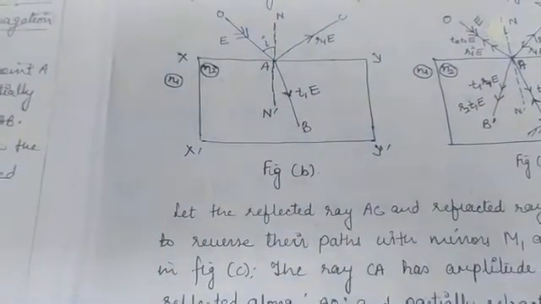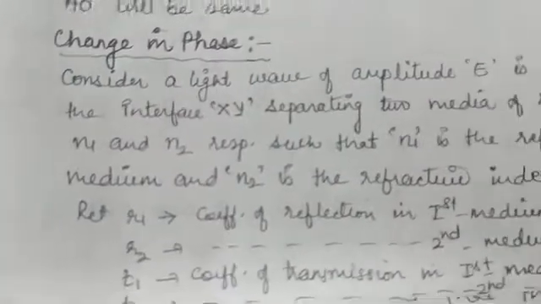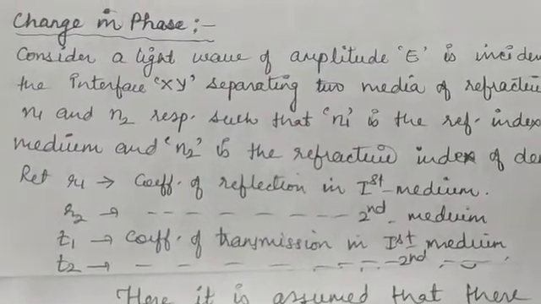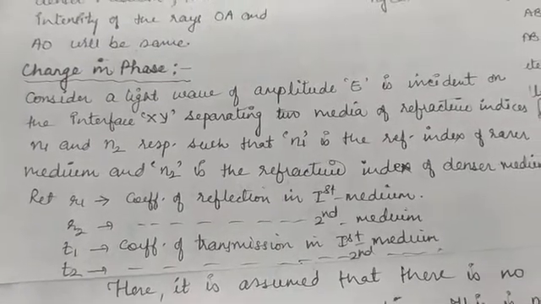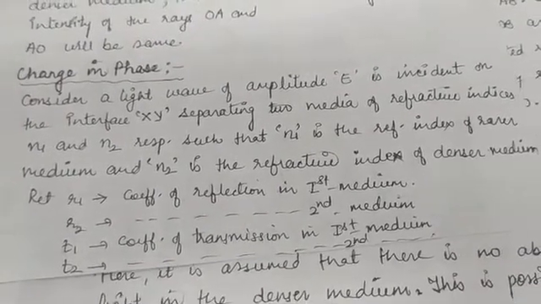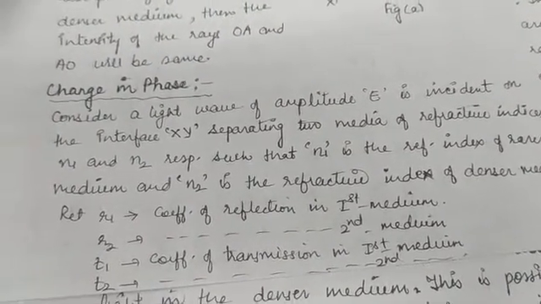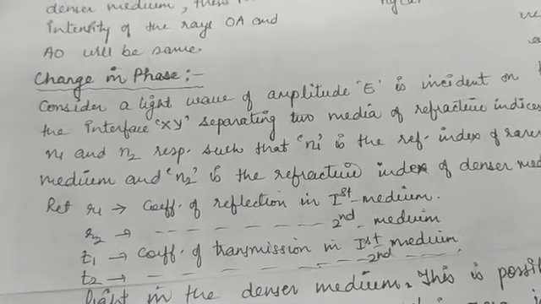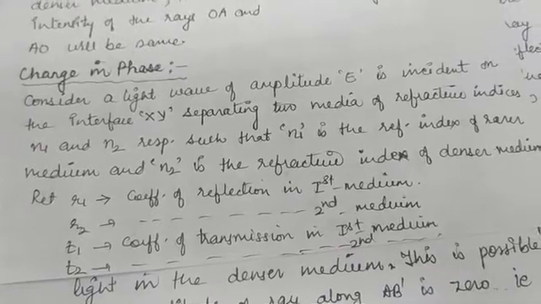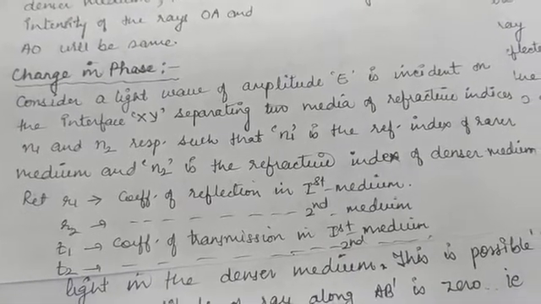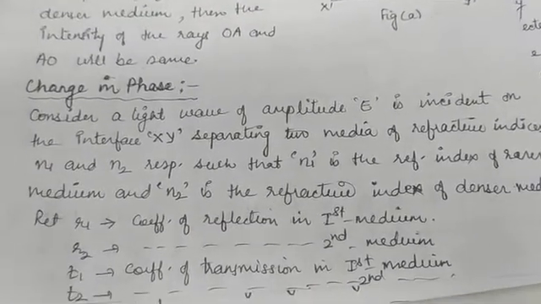Now see what happens. I'll move to the previous page again. Now see, consider a light of amplitude E incident on the interface XY separating two media of refractive indices N1 and N2 respectively, such that N1 is the refractive index of the rarer medium, meaning the air, and N2 is the refractive index of the denser medium, meaning the glass slab.